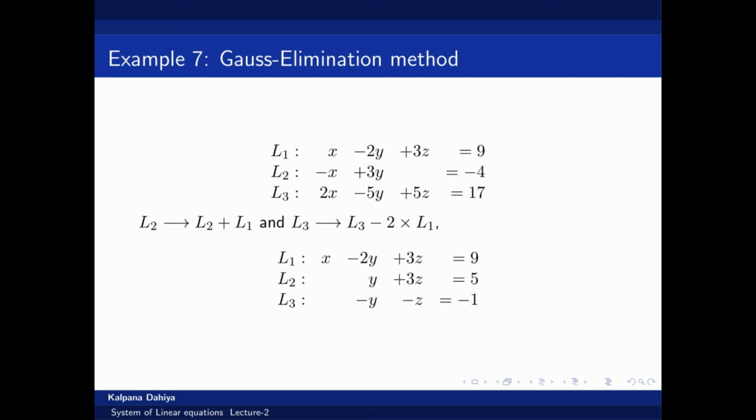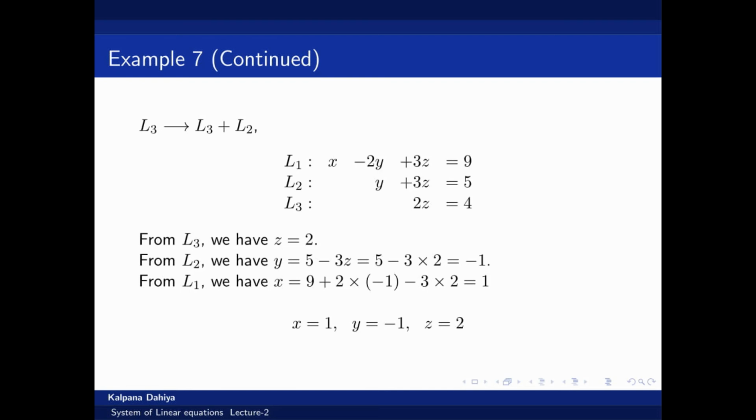Now we again apply elementary operations and we eliminate y from the third equation L3. To eliminate y from the third equation, we apply the following operation. Change L3 to sum of L3 and L2, that is we add second and third equation. So finally equation 3 is given by L3, that is 2z equal to 4. Now if we see these 3 equations, first one is x minus 2y plus 3z equal to 9. Second equation is y plus 3z equal to 5, and third equation is 2z equal to 4. So now the system is in echelon form.